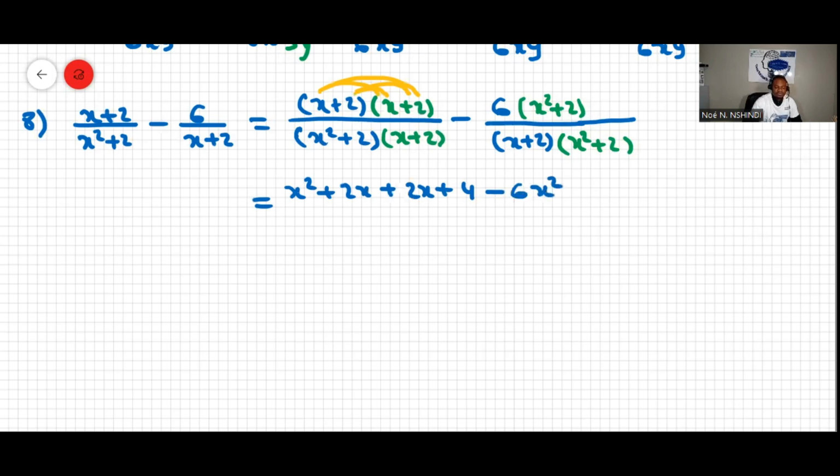6x squared, and negative 6 times 2 will be negative 12 here. You need to be careful there, not plus 12, but negative 12 because of this sign. Okay, change the sign of everything within the bracket there. And then the denominator will be common, will be x squared plus 2, and then x plus 2.